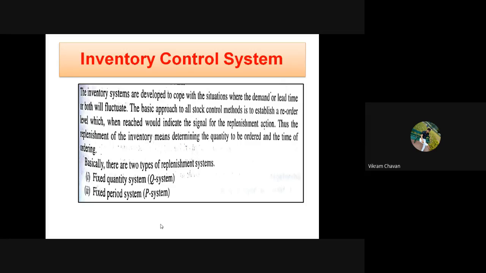So order quantity will not vary. Order quantity will be the same in a fixed quantity system.